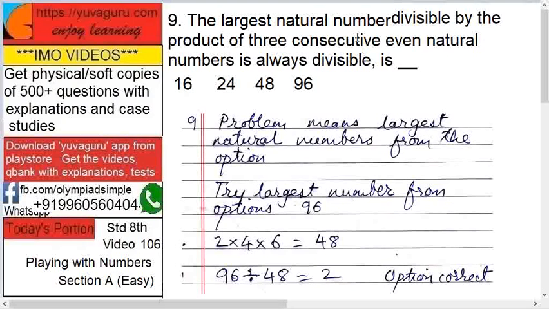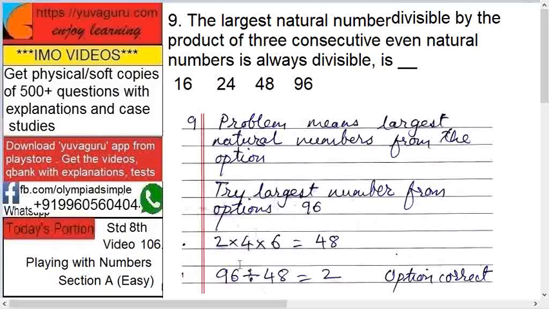Actually the problem should be like this: the largest natural number divisible by the product of three consecutive even natural numbers is always, means this number is divisible by the product. So then the option is means we have to find the largest from the options. Try the largest number, that is 96. So for 96 we have to check whether it is divisible by the product of three consecutive even natural numbers.